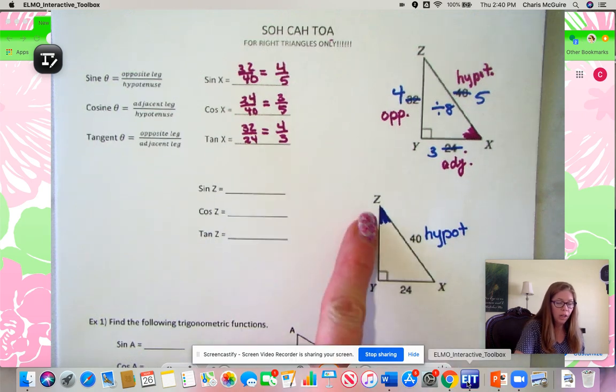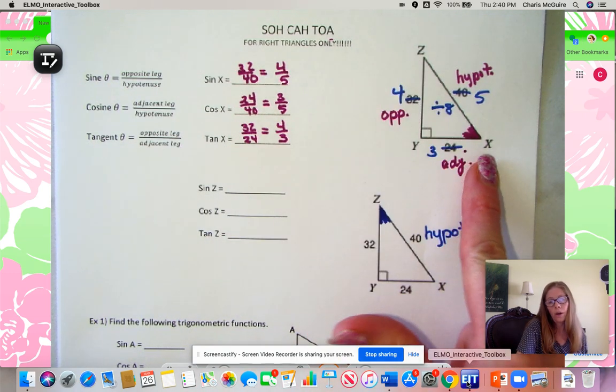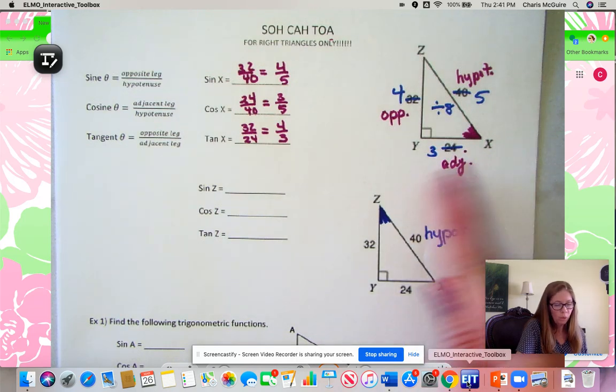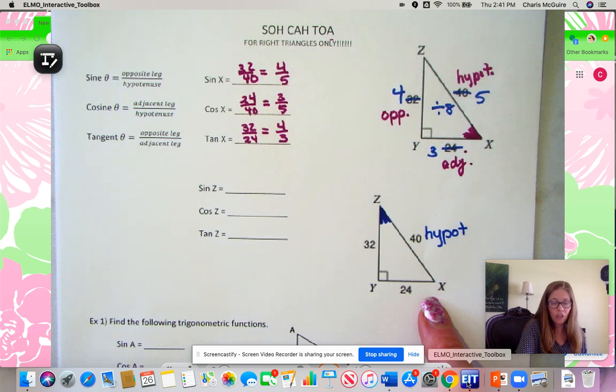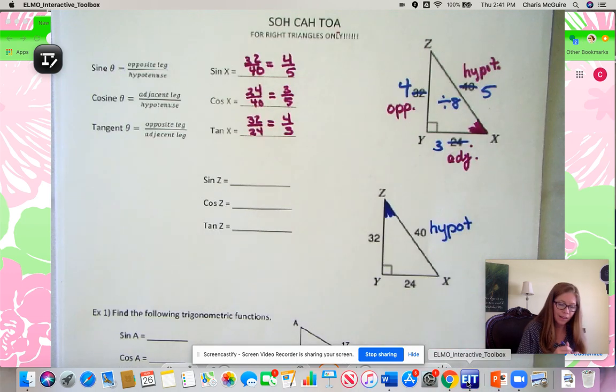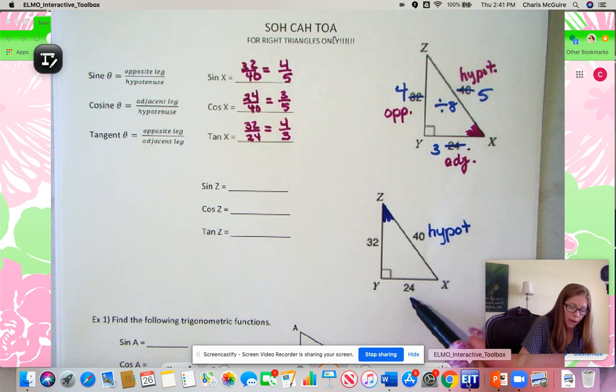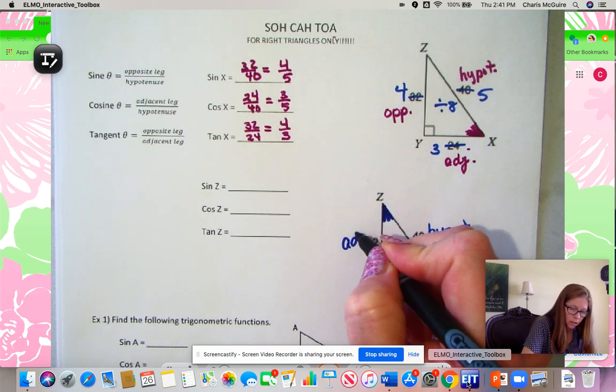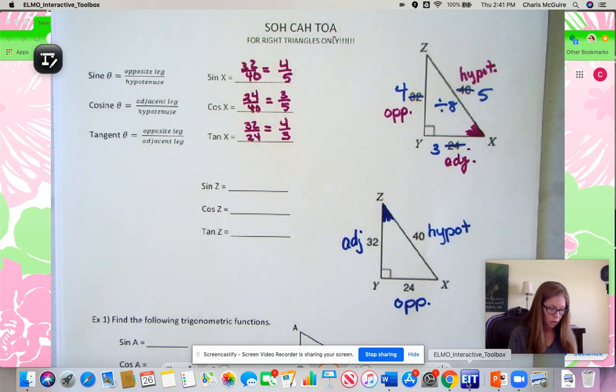It's because we changed our angle, right? And X and Z, these are angles that are complementary in nature, right? So when we switch those, we are actually changing the opposite side and the adjacent side, because now XY is going to be considered my opposite side, and now ZY is adjacent. All right, so take a moment and fill in sine of Z, cosine of Z, and tangent of Z. And don't forget to reduce.